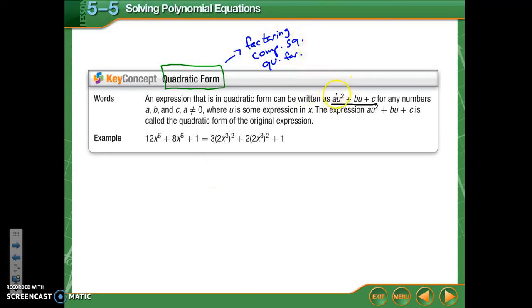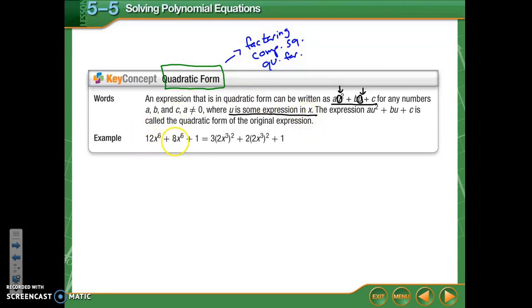So I have a, but instead of x squared, I have u squared here and u here. And u is just some expression in x. So instead of just having x squared, I might have x to the 4th squared, or x plus 1 squared, or x minus 7 squared. But the key is that whatever is being squared right here has to be the same to the first power right here. So for example, let's look at this one.